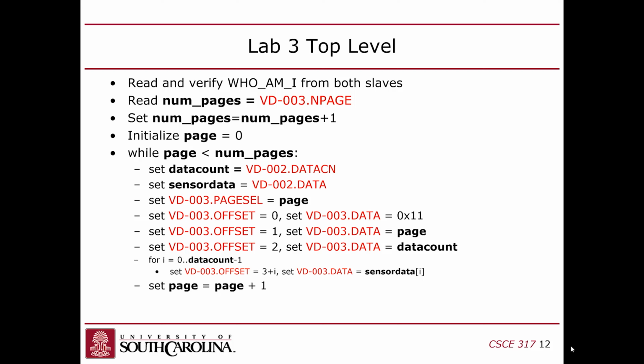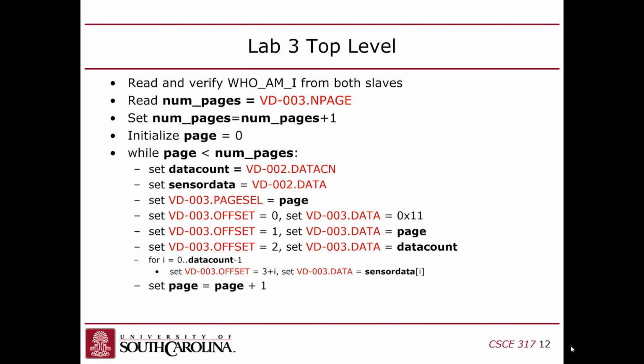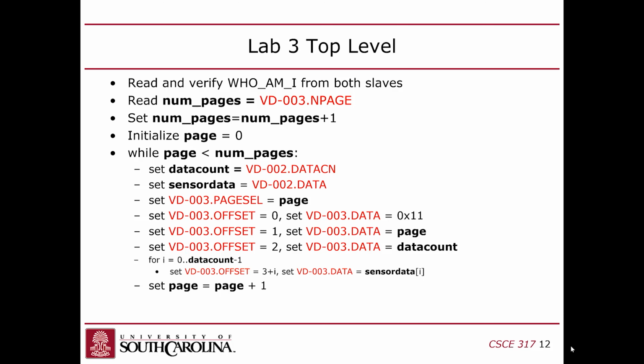In other words, you don't know the capacity until you read it. Then you want to increment that by 1 because the number of pages is going to be 1 to 256, but that needs to be stored in an 8-bit value that's going to span from 0 to 255. So you're going to want to add 1 to the number of pages. In other words, if the n page is 0, that means there's 1 page, and if n page is 255, that means there's 256 pages. So you initialize page, which will be basically a counter, to 0. While page is less than the number of pages, then you will repeat the following.